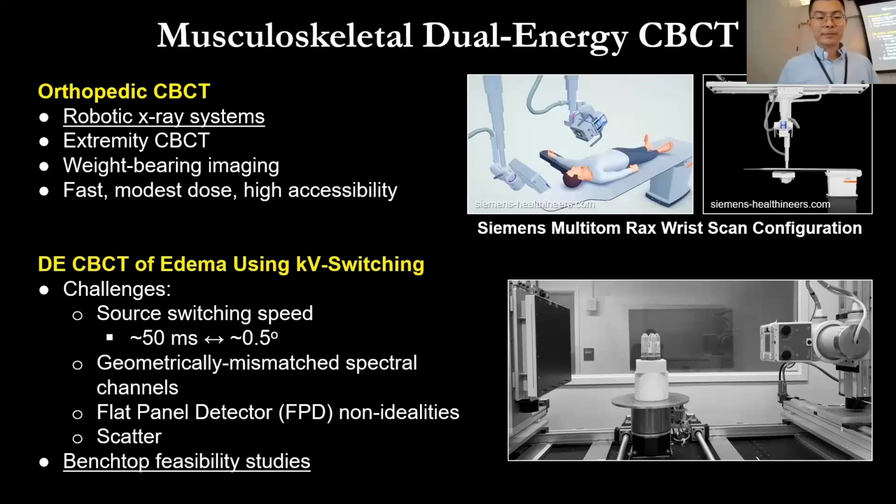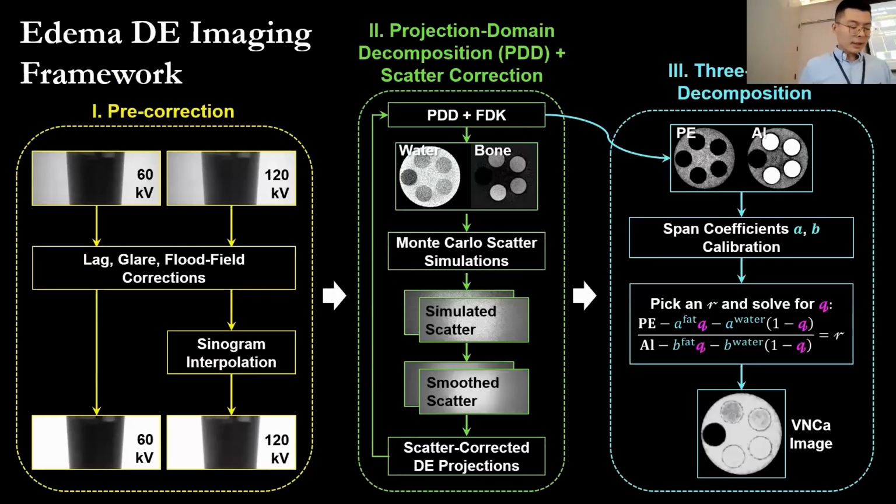And I'm just showing you an overview of the framework that we use to process the dual energy data. Starting from the top left corner, both of these are raw data from the kV switching scanner, and we go through all of this process and reach this final non-calcium image. It's a little bit overwhelming, but my point here is to show you we divided this into three compartments. So we start with the pre-correction step.